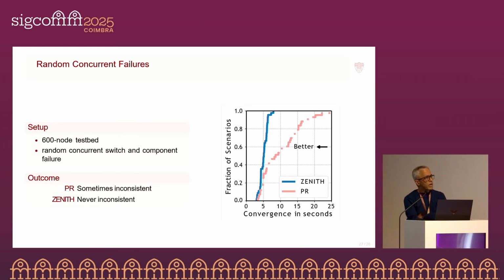We also did experiments just to demonstrate that ZENITH scales to a very large testbed. We did an experiment on a 600-node testbed with random concurrent switch and component failures. And so this hits controllers pretty hard. So you're always injecting concurrent failures. And what happens with PR is that it's sometimes inconsistent, but ZENITH is never inconsistent. And you can see the difference. The graph is a CDF of convergence time in seconds.